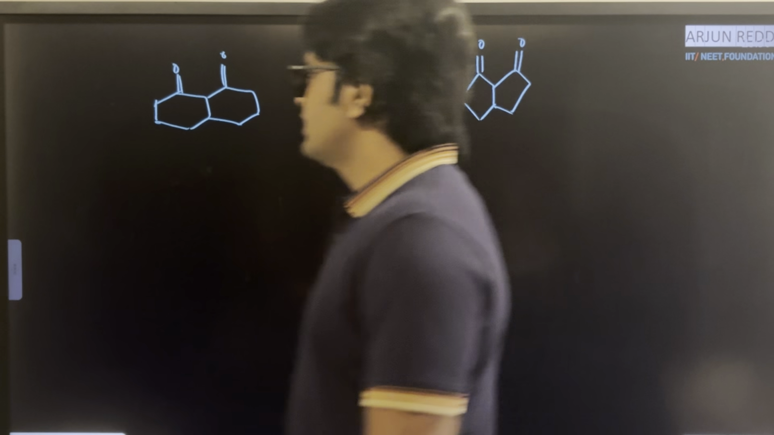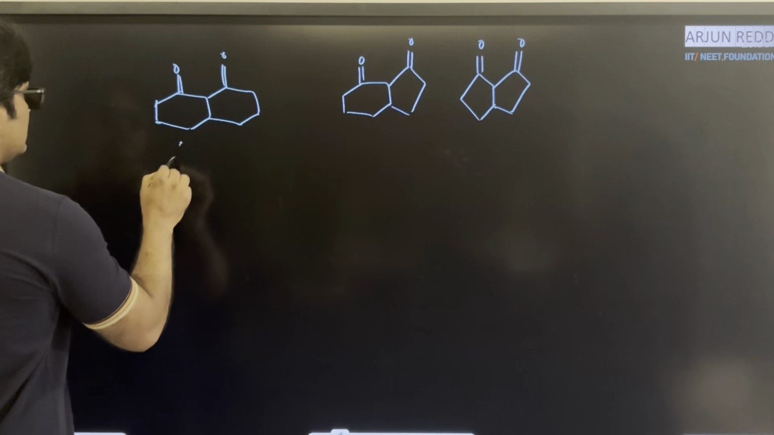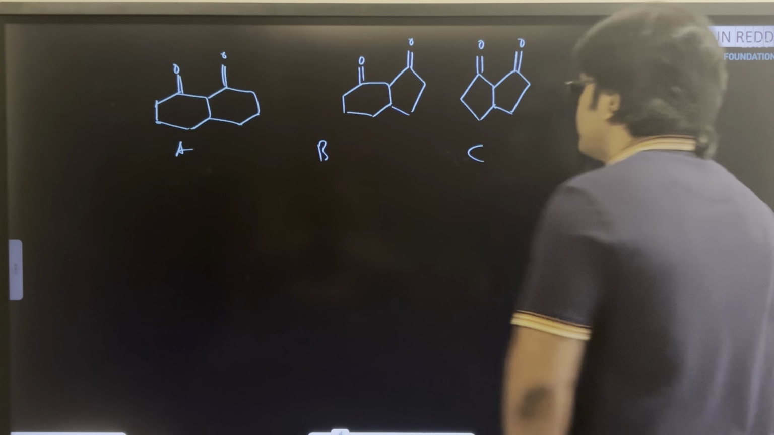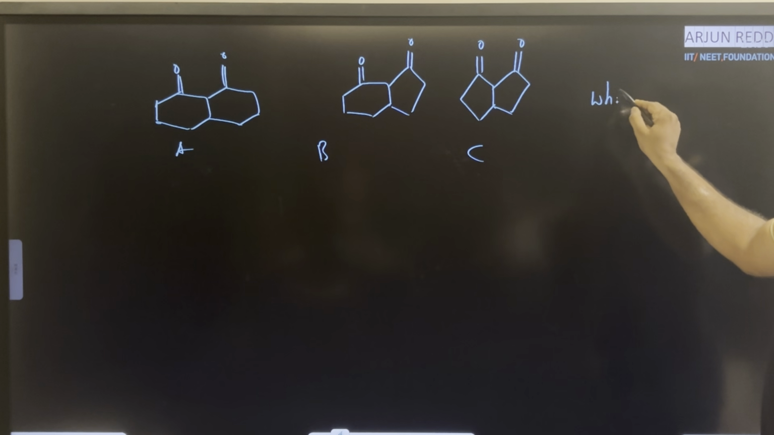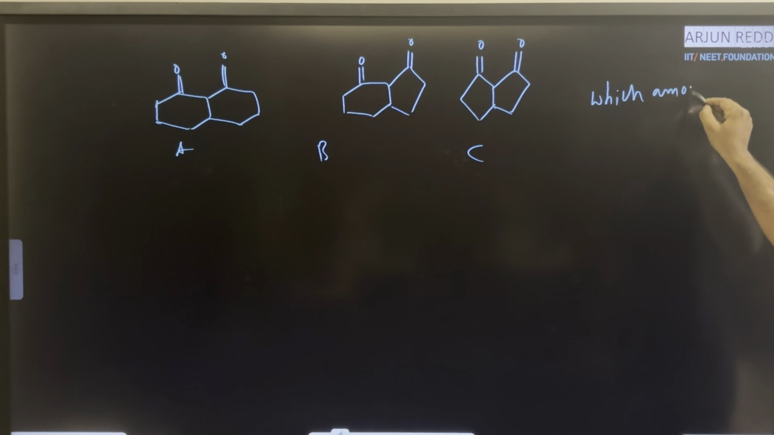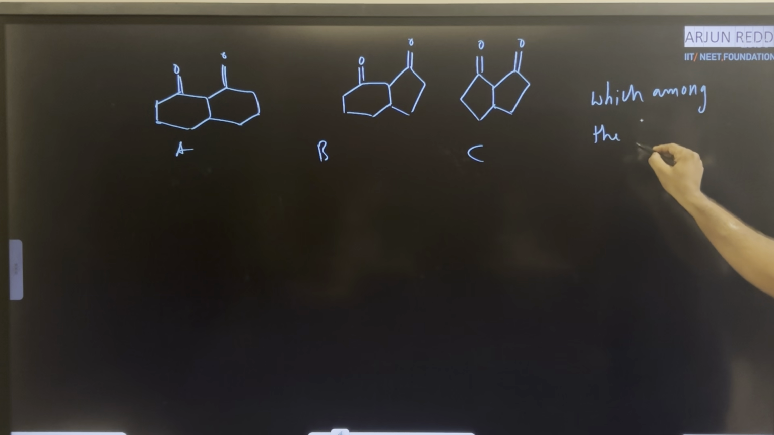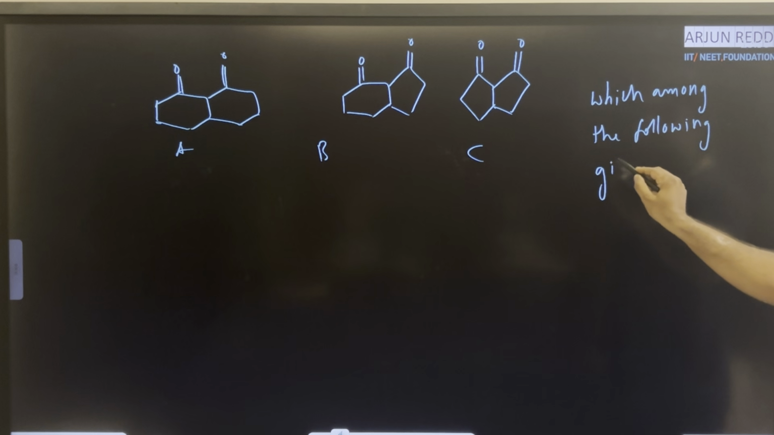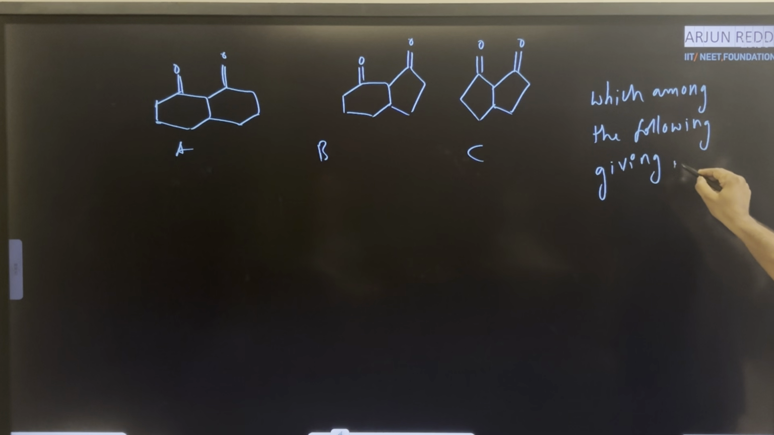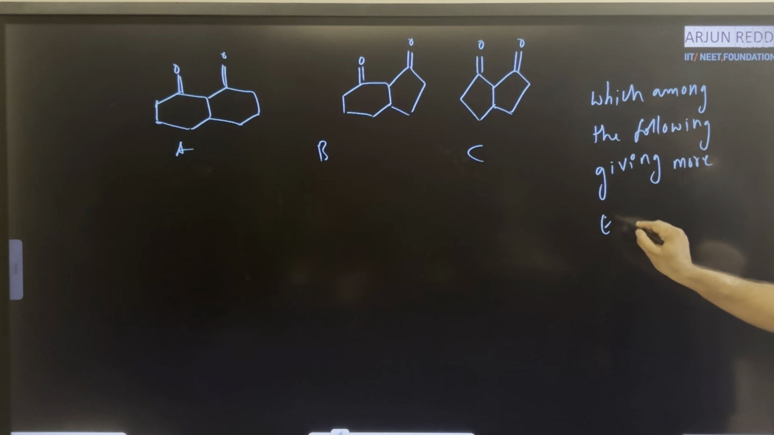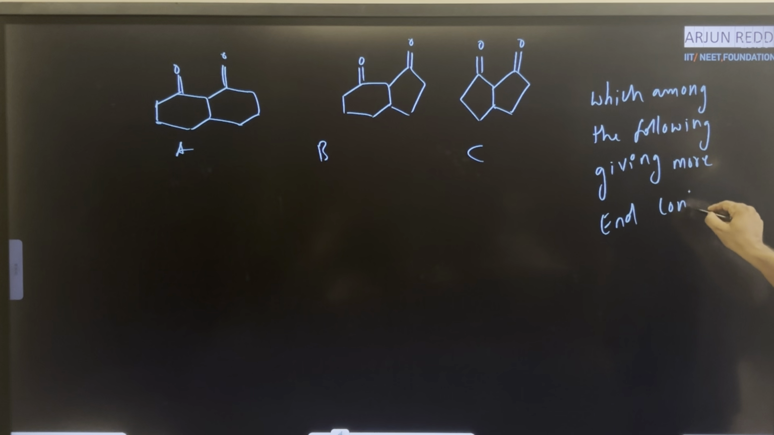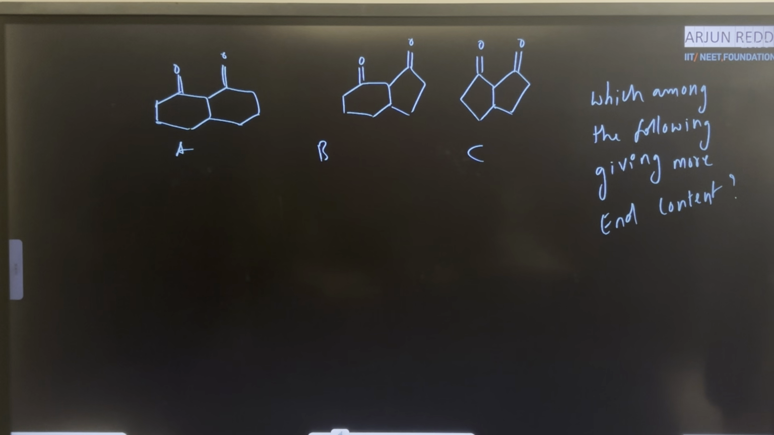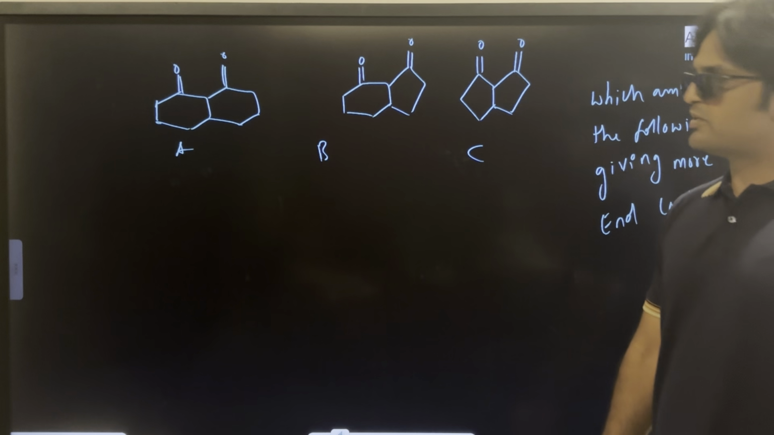Here the question is, among the given compounds, which one is giving more enol content? Yeah, that is the question. Which among the following is giving more enol content? That is our question. Yeah, very good question. On the basis of bond angle strength, we are going to solve this problem.